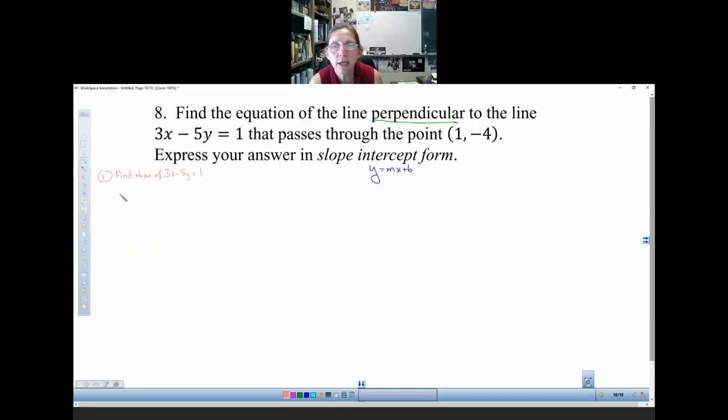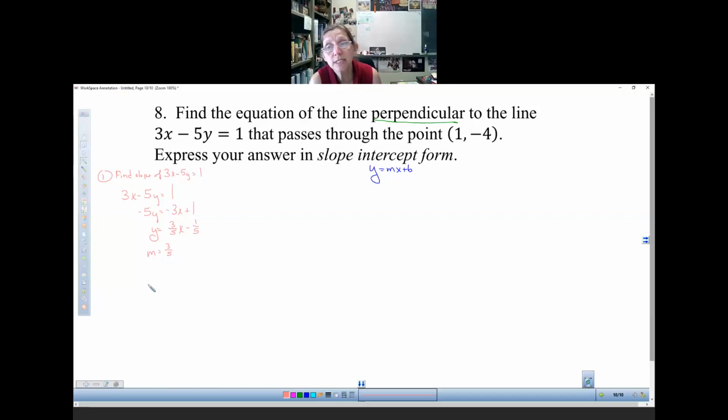So we're going to take 3x minus 5y equals 1. Subtract 3x from both sides. -5y is equal to -3x plus 1. Divide both sides by -5. That's going to be y equals a positive 3/5 x minus 1/5. And so the slope of this line is 3/5.